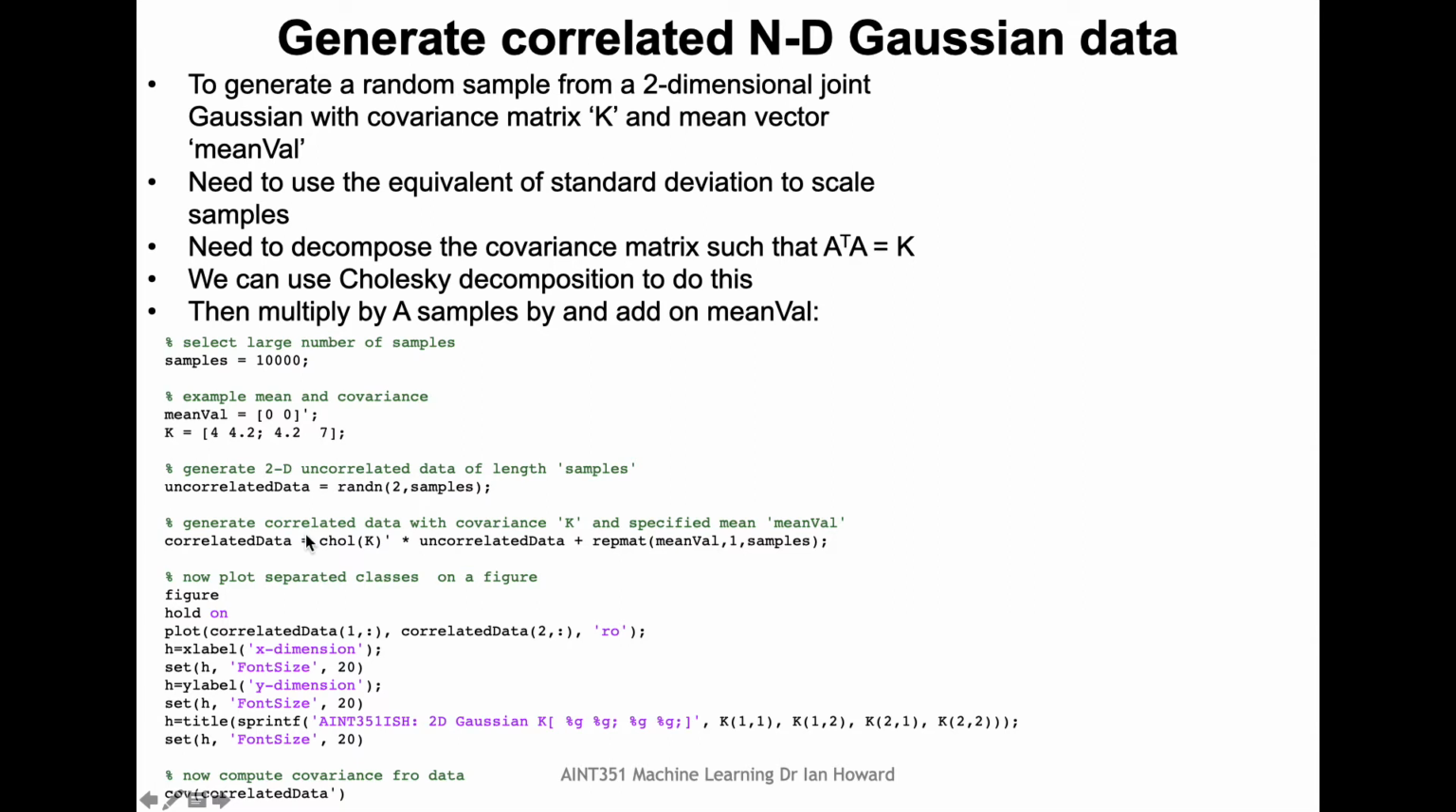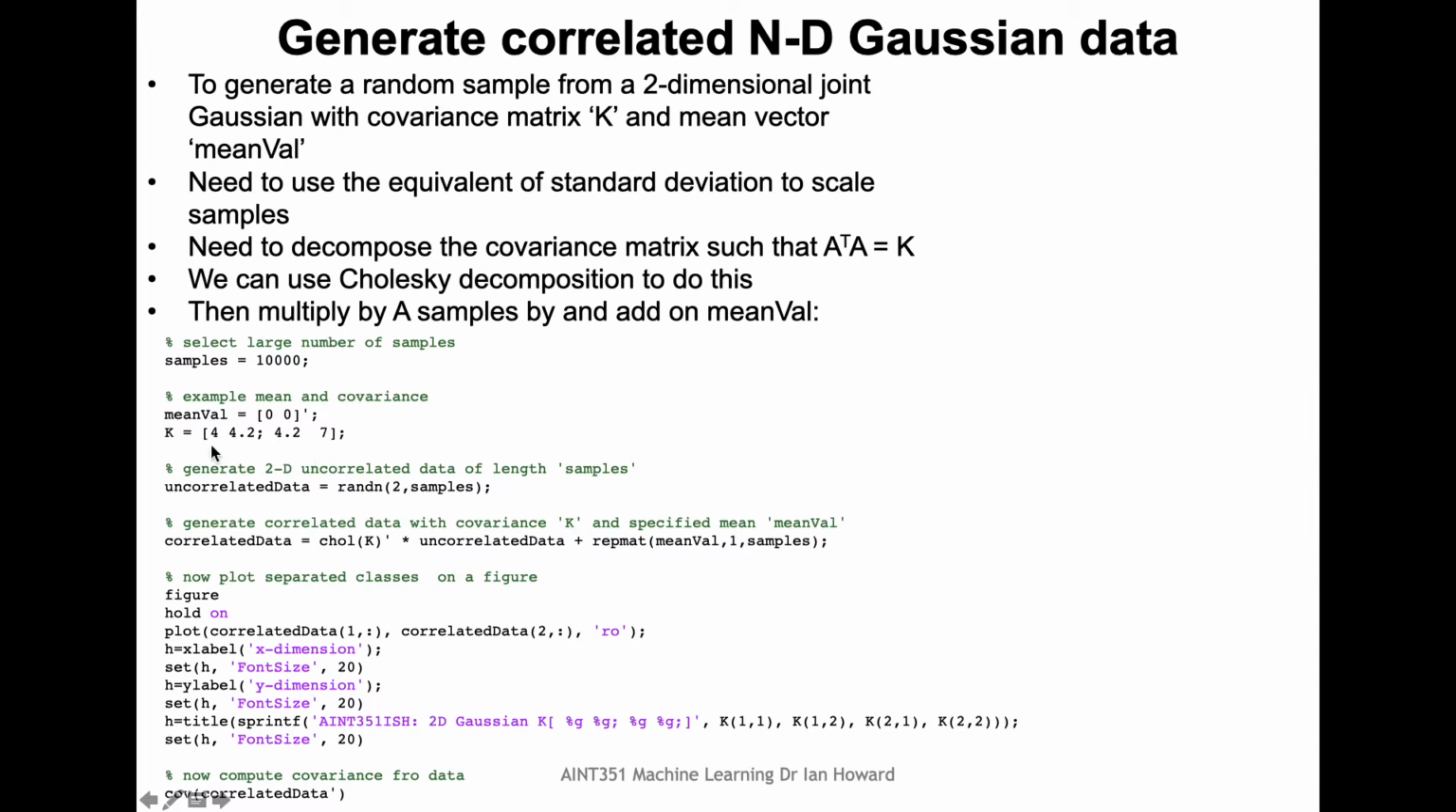Let's go through the code and show exactly what I'm doing here. I'm setting a number of samples, 10,000. I'm setting my mean vector to 0 because we're not looking particularly at the mean at this stage. I've specified the K that we got last time when we did the analysis: 4, 4.2, 4.2, 7. The variance of feature 1 is 4, the variance of feature 2 is 7, and the covariance terms are 4.2.